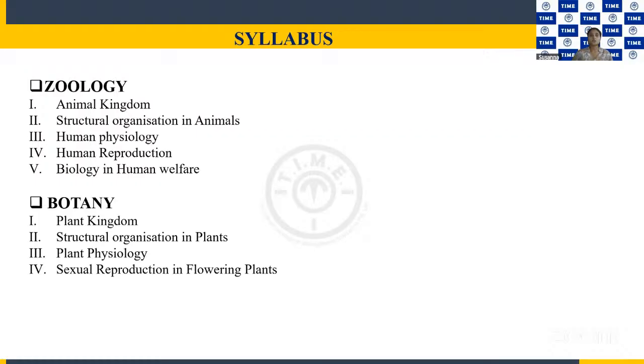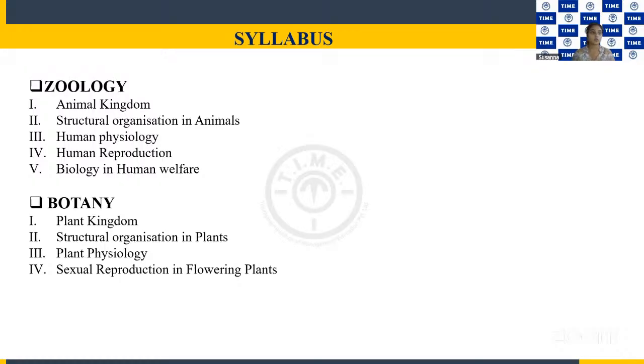Next, we look onto the syllabus. We told that for biology, we have topics from zoology as well as from botany. When you look onto zoology, here I have listed the topics under zoology as well as botany, and the topics are from both class 11 and 12.